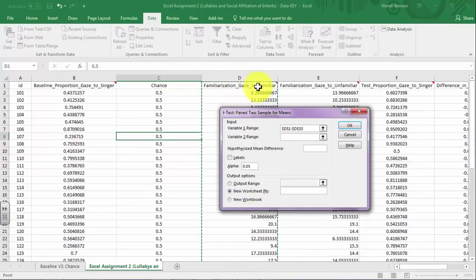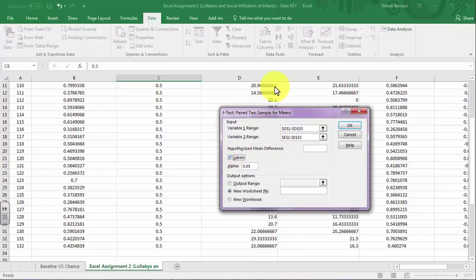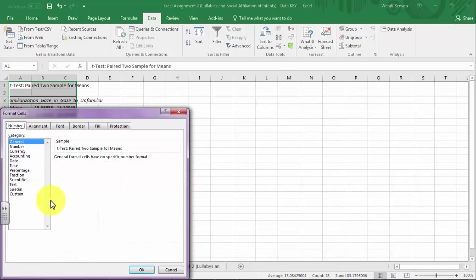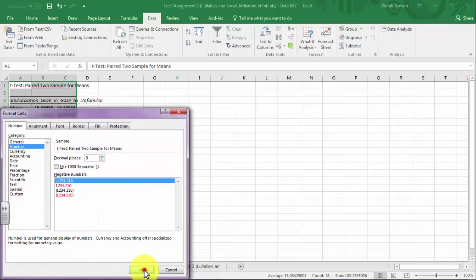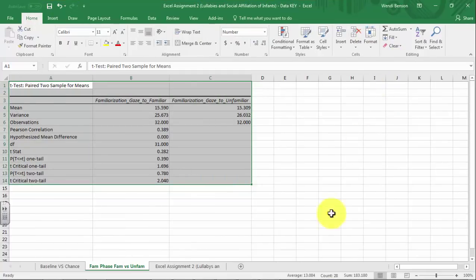Again, the familiarization phase, how long they stared at the familiar lullaby. And then for variable 2, click here, highlight all this good stuff. Make sure labels is selected because the first thing we selected was the label for each group. Then we want to do a new worksheet, and let's put fam phase, fam versus unfam. All right, let's click OK. And yet again, right click, format cells, number, 3 decimal places out, click OK. Then we're going to go to Home, Format, Auto Fit Column Width.